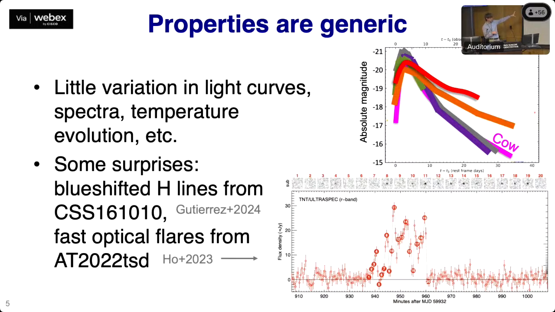The rise times are reasonably similar, plus or minus a few days. The temperatures are similar. The temperature evolution is similar. Some of them remain slightly brighter at late times, but they still fade quite a bit from the peak and never show anything like a supernova. There have been a couple of surprises.